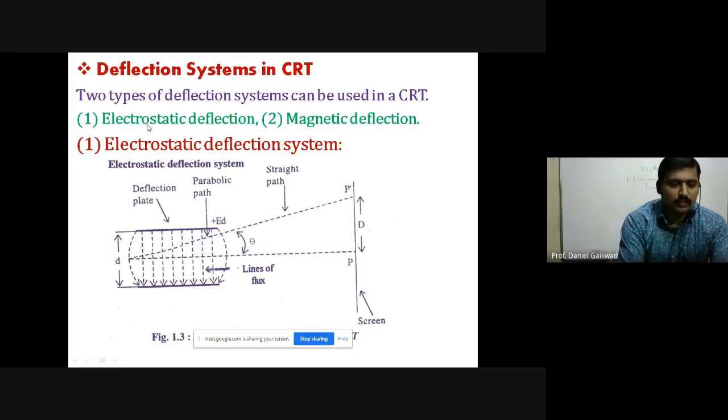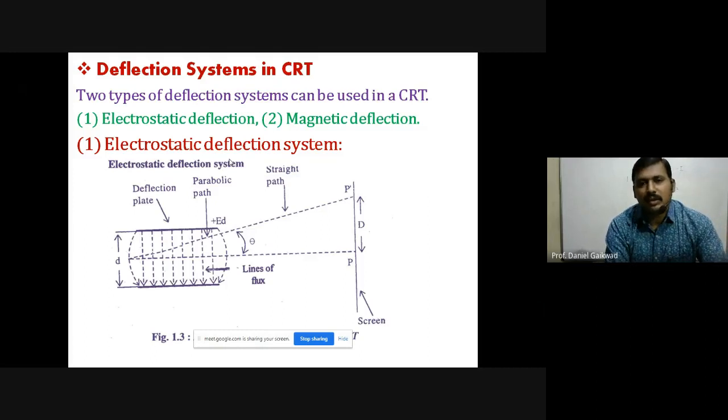Now there are two types of deflection system that can be used in CRT. Number one is electrostatic deflection. Second one is magnetic deflection. In physics, we have a separate chapter of electrostatics, in which we study the concept of charge and electric fields. Charge produces an electric field in the surrounding medium. That concept we learned in the chapter of electrostatics in physics. According to that knowledge, the first type of deflection system is the electrostatic deflection system.